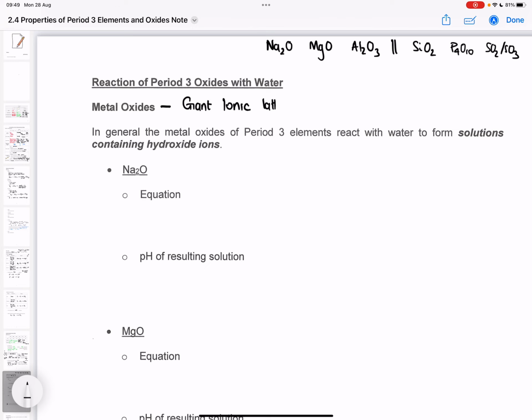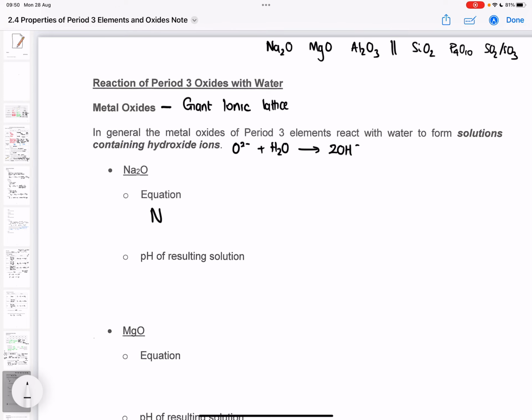which means electrostatic force of attraction between oppositely charged ions, but they have ions in the lattice. So we've got these oxide ions in our structure, and they're going to react with the water. Remember, we're doing reactions with water here, and they're going to form hydroxide ions. So sodium oxide, when we put the counter ion in, we can see what happens. We're going to react it with water, remembering that we're making hydroxides. So sodium's 1 plus and hydroxide's 1 minus.